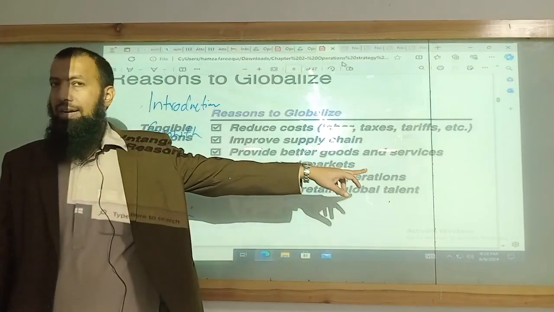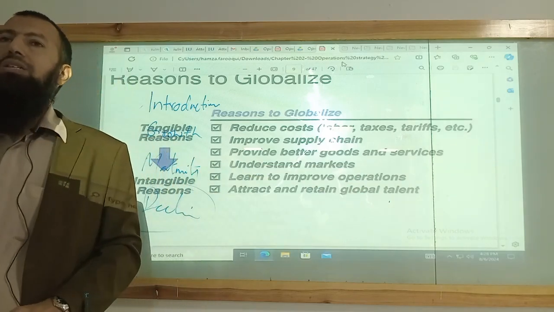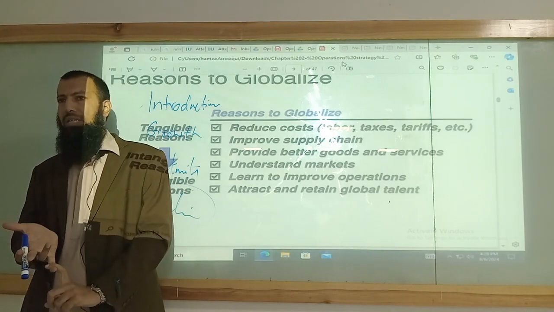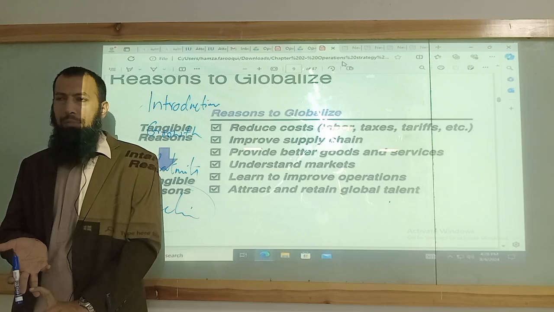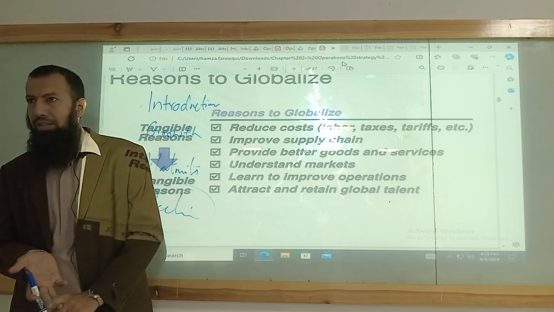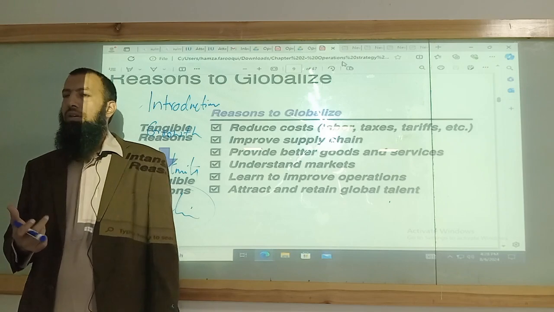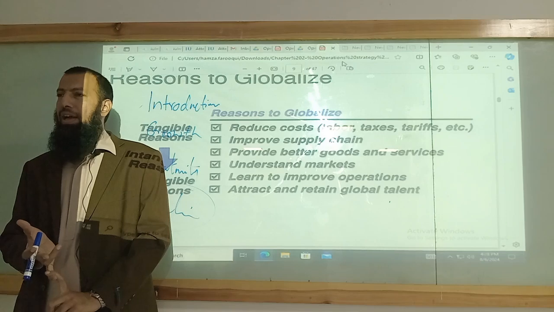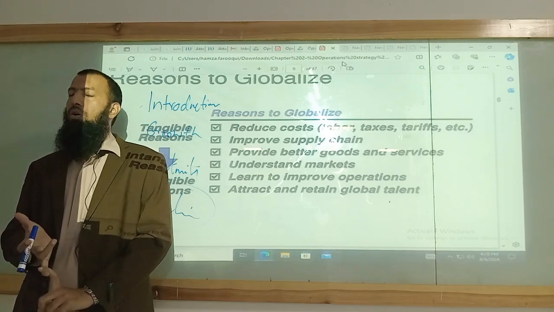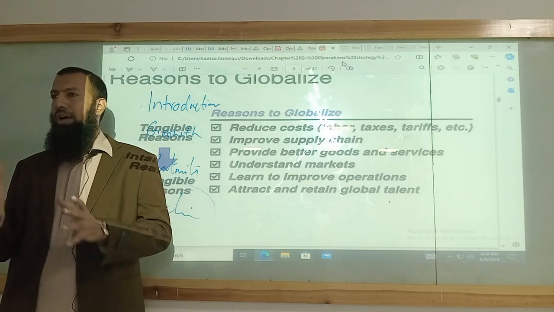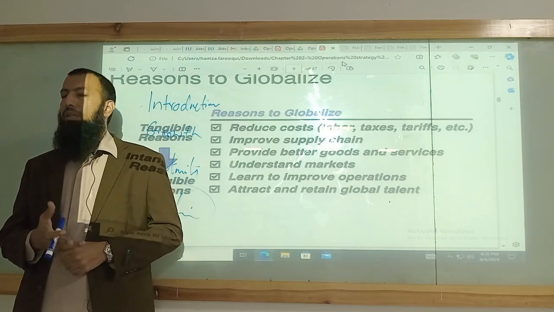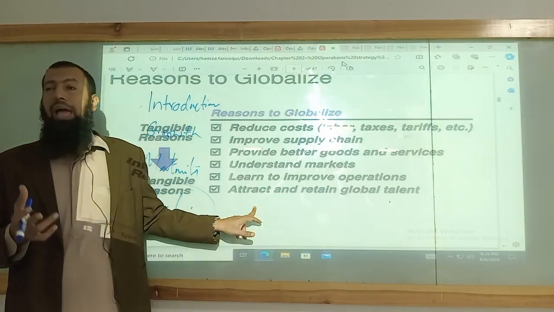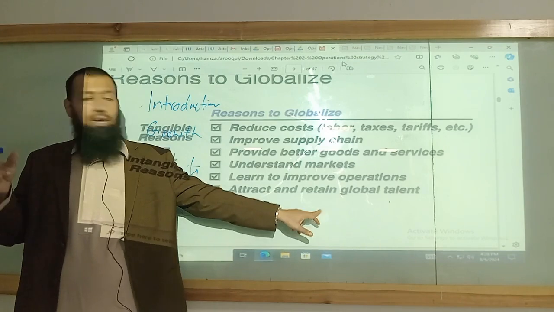Attract and retain global talent. Global talent is attracted towards the multinational. For example, the best university in Karachi in Pakistan, its students and alumni want to work in the multinational. Why? Any reason why? The best alumni of any institution want to work in the multinational company. Why? Exactly. They are multinational and they know how to attract and retain global talent.